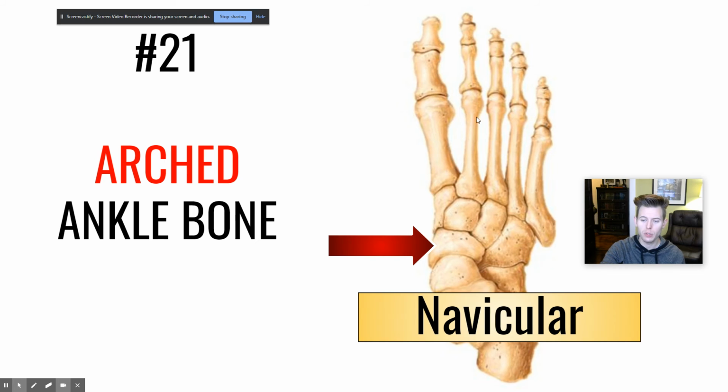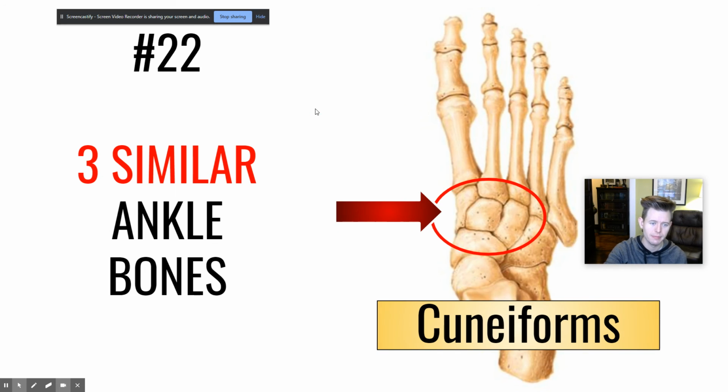21, we're getting into the bones of the foot. So right here, this arch-shaped bone that kind of interacts with these three toe bones, that is called the navicular. I was thinking of if you're driving a car and the arch, the steering wheel, it's like you're navigating. So I think of it as the navigation bone, navicular.